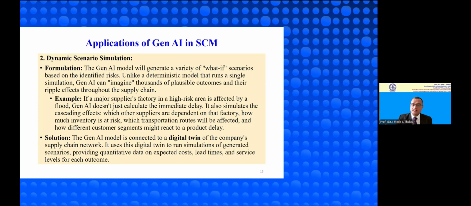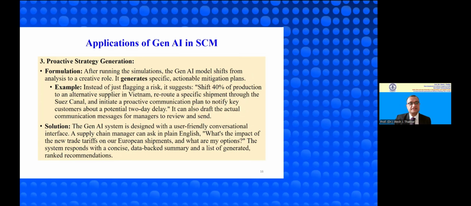So the Gen AI model is connected to a digital twin of the company's supply chain network, and it uses the digital twin to run simulations of the generated scenarios. It is just a parallel system you are creating. And this provides quantitative data on expected cost, lead time, service levels, and many other key performance indicators.